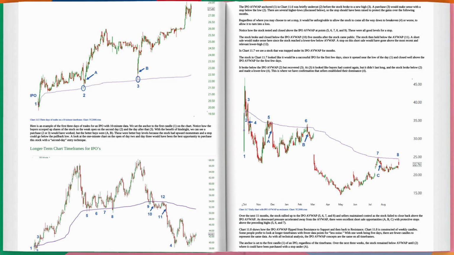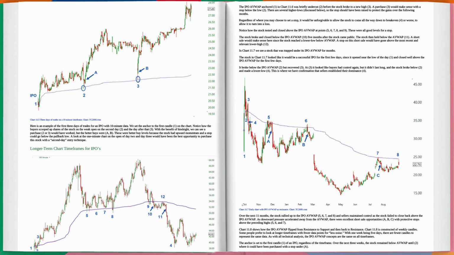Regardless of where you may choose to set a stop, it would be unforgivable to allow the stock to come all the way down to break-even (4) or worse, to allow it to turn into a loss. Notice how the stock tested and closed above the IPO AVWAP at points 5, 6, 7, 8, and 9. These were all good levels for a stop.